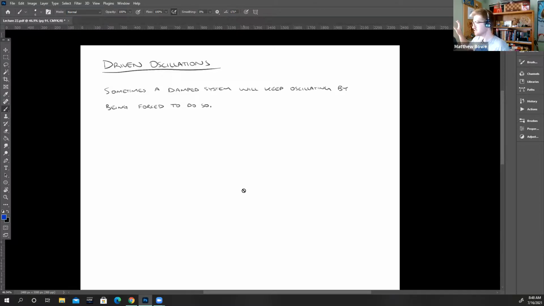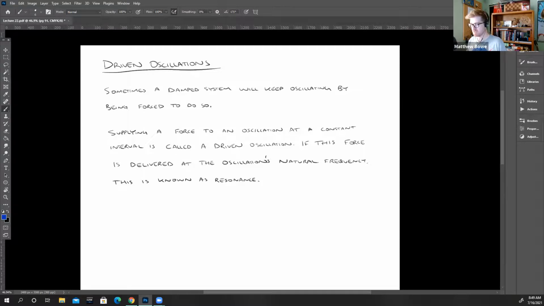So now imagine a swing set on a playground somewhere. Someone swinging, and you apply a steady force at a specific instance. Looking at this specific example of the swing set, if we supply a force to an oscillation at a constant interval, we're not constantly holding the person and pushing as they go up and then back down. That's not what we do for a swing set.